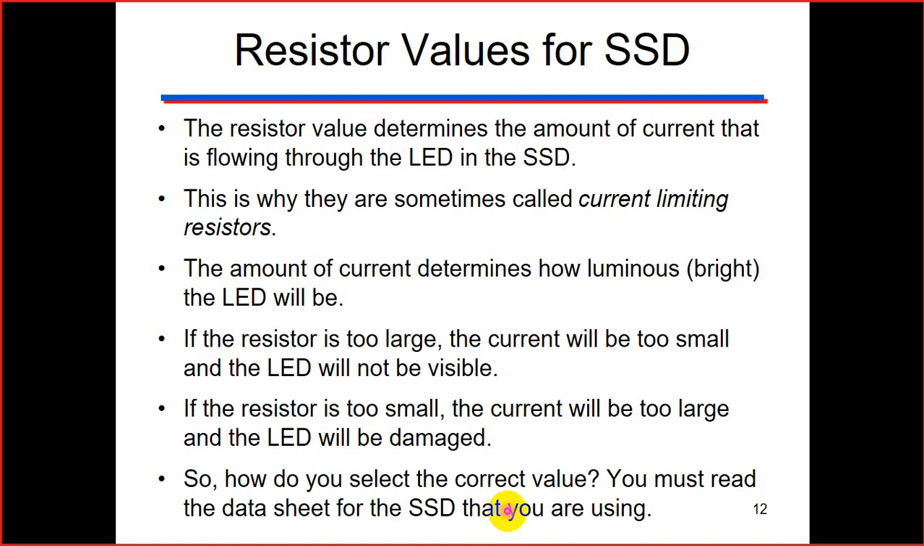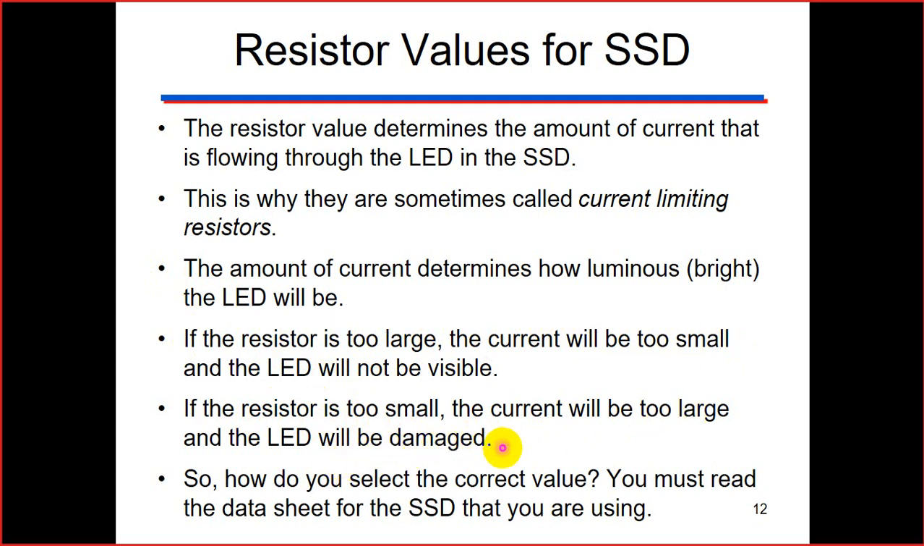So now we will consider the resistor value for the 7 segment display. The resistor value determines the amount of current that is flowing through the LED in the 7 segment display. This is why they are sometimes called current limiting resistors. The amount of current determines how luminous or bright the LED will be. If the resistor is too large, current will be too small and the LED will not be visible. If the resistor is too small, the current will be too large and the LED will be damaged.